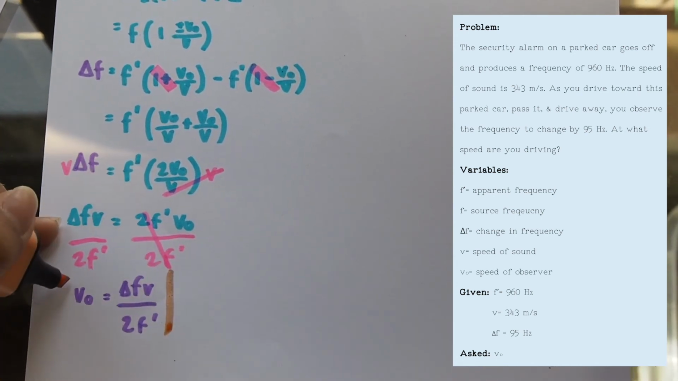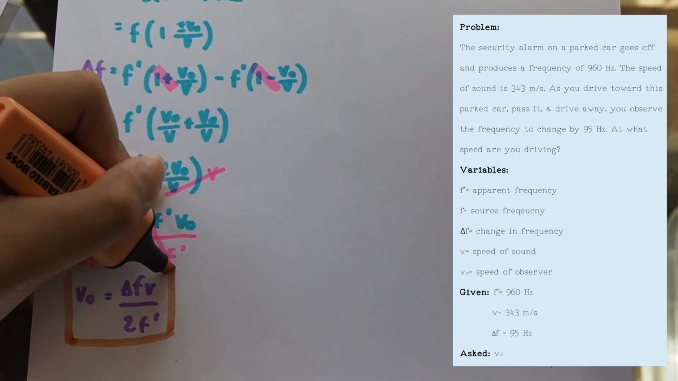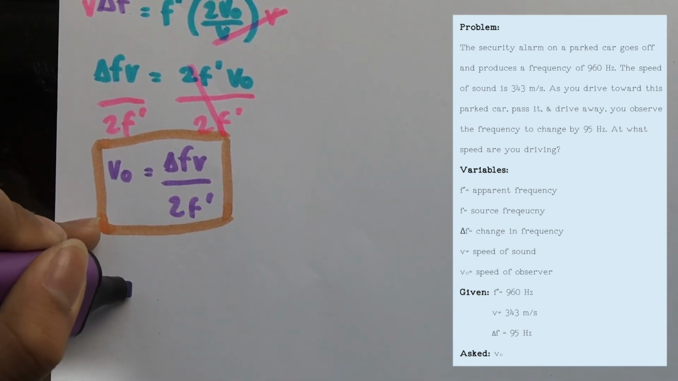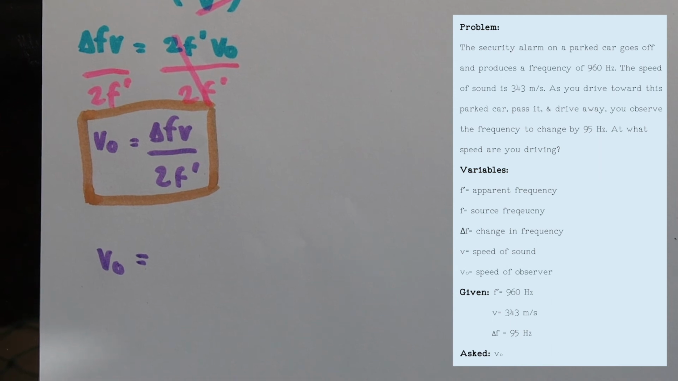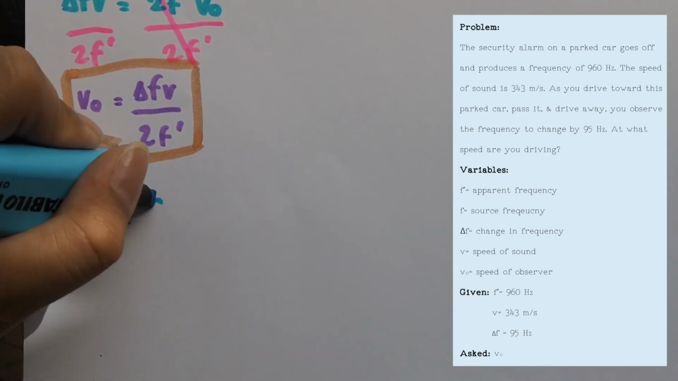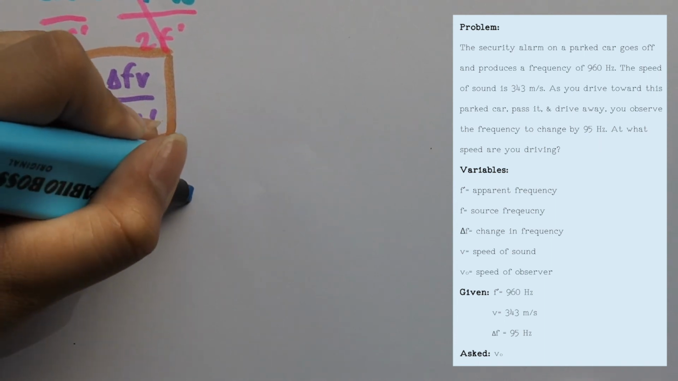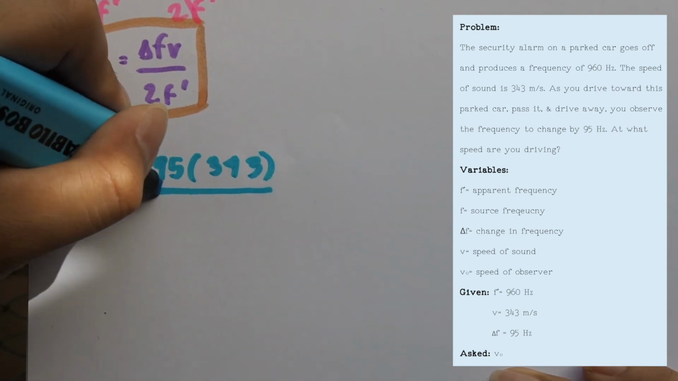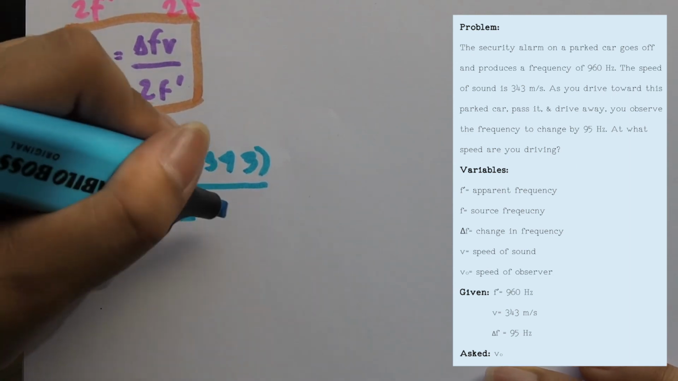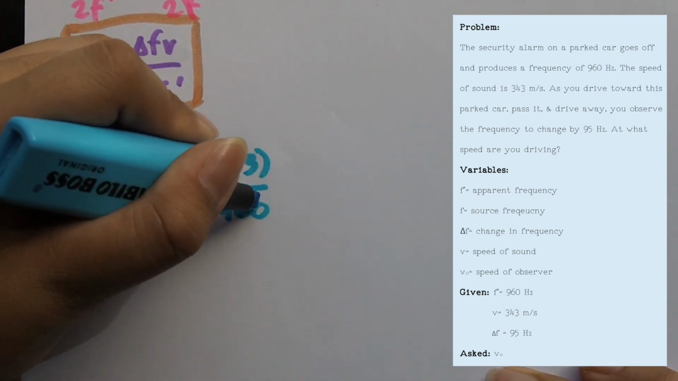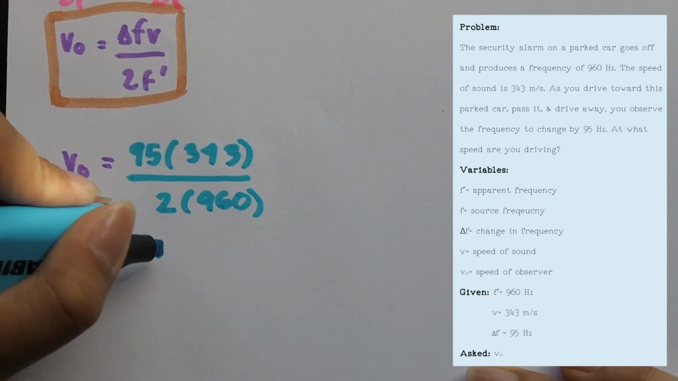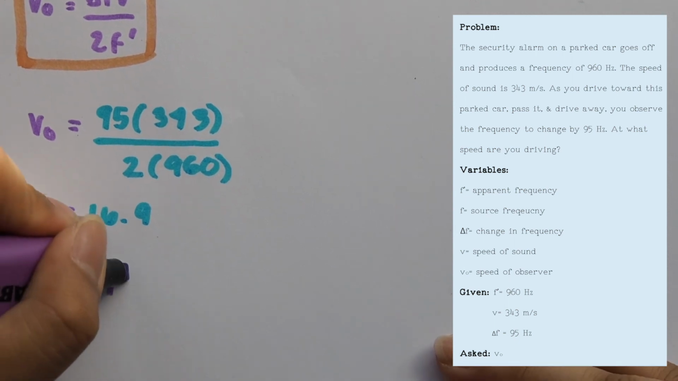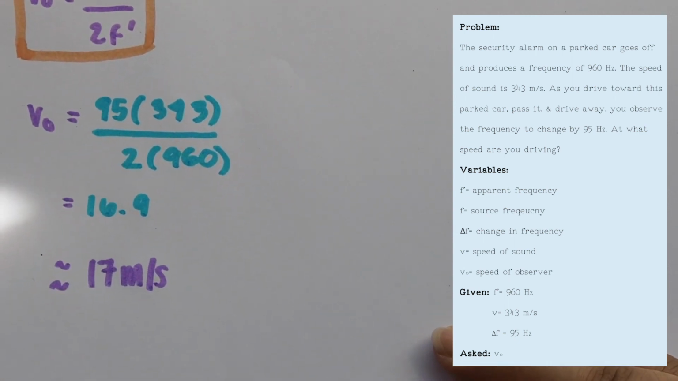So that's the equation we need to get our answer, and after this we'll just need to substitute it with our given and we will get the velocity of the observer. Now referring to our given in the upper right side, we'll just plug everything in. So 95 times 343 over 2 times 960. Do the math on that one and we'll get 16.9, which will give us 17 meters per second. And that's how we got our velocity of the observer.